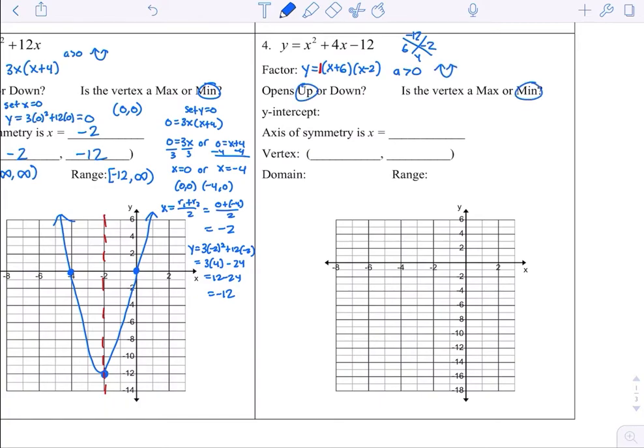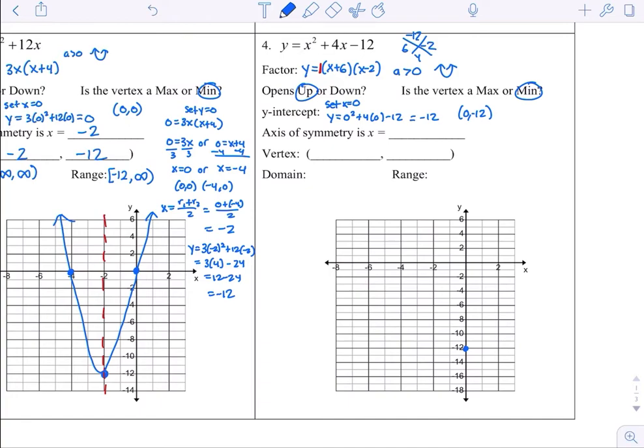So it's a minimum. Y-intercept: let's set x equal to 0 to find our y-intercept. So y is equal to 0 squared plus 4 times 0 minus 12, which is simply negative 12. So (0, negative 12) is your y-intercept. I'm just going to plot that.